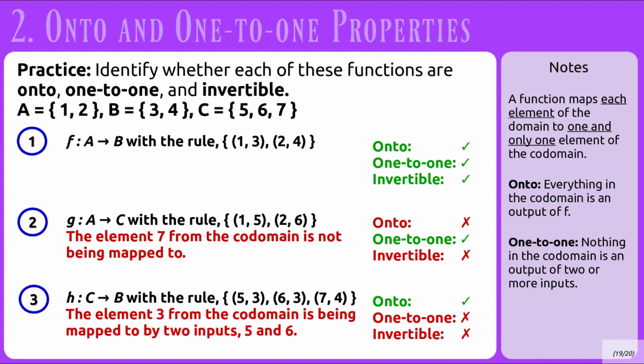The first function is both onto and one-to-one, so it's invertible. The second function is one-to-one, but it is not onto because the element 7 from the codomain is not being mapped to, so it is not invertible. And the third function is onto, but it is not one-to-one. The element 3 from the codomain is being mapped to by 2 inputs, both 5 and 6, so this is also not invertible.